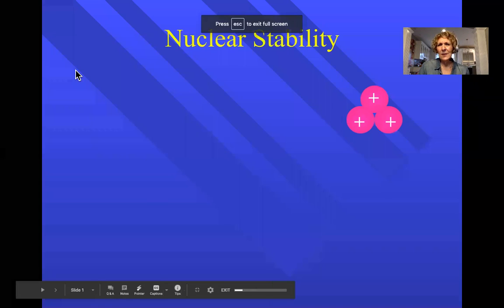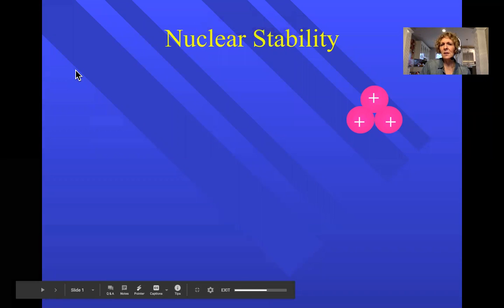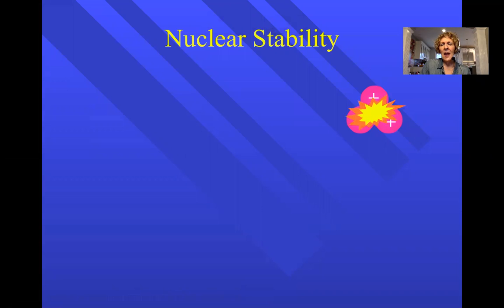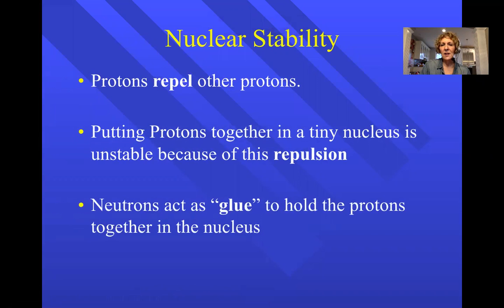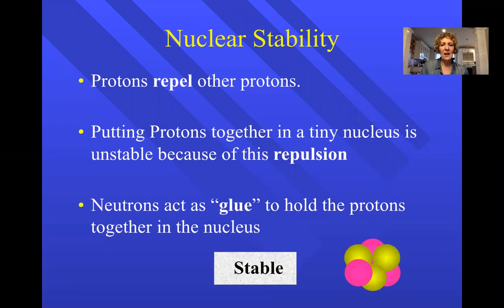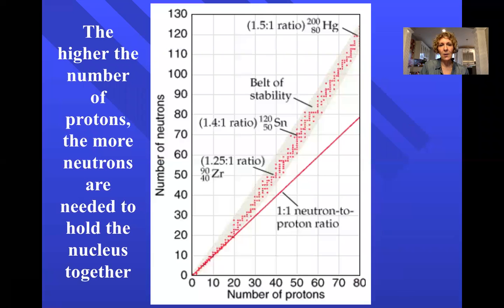So what is radioactivity, right? As it turns out, some atoms are more stable than others, and we need to talk about nuclear stability. Protons repel other protons, and when you put protons together in a tiny nucleus, it's going to be very unstable because of the repulsion. The neutrons are neutral and act like a glue to hold the protons together, and they balance out that repulsion that the protons have against each other.